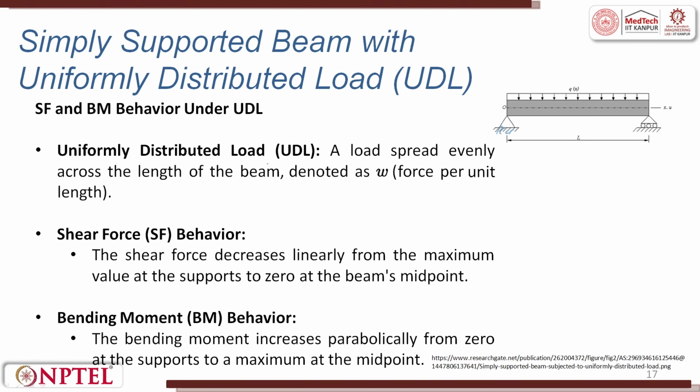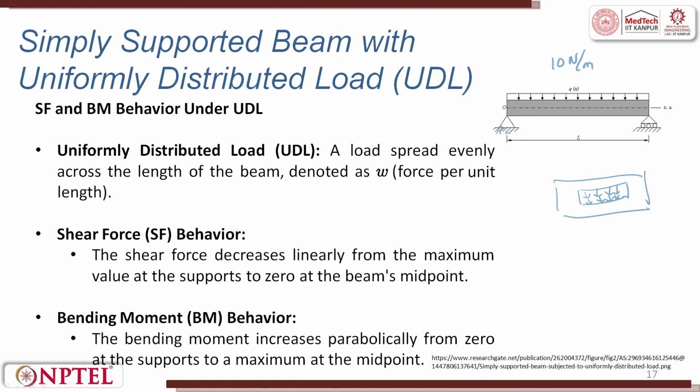The uniform distributed load, UDL, is a load spread evenly across the length of the beam, which is denoted as W, force per unit length, right. You always give it like force per unit length, for example 10 Newton per meter, right. Suppose there is a very large area, and here you are trying to construct a building. Now at this portion you will have a load distribution, which we express as a load per unit area.